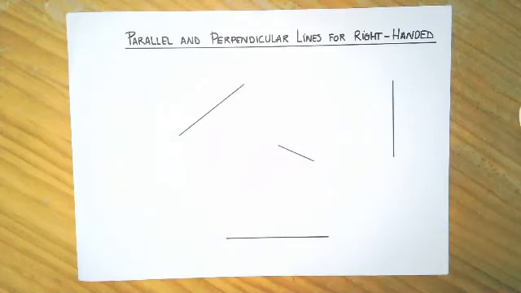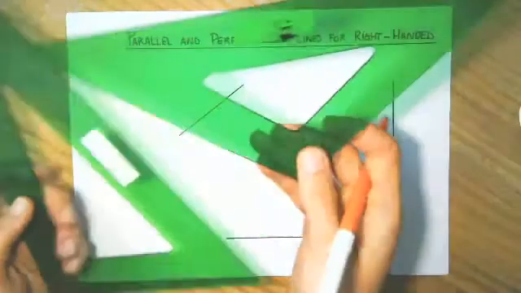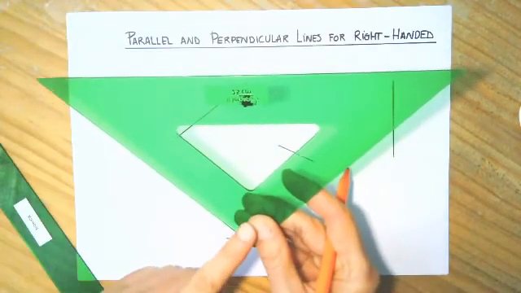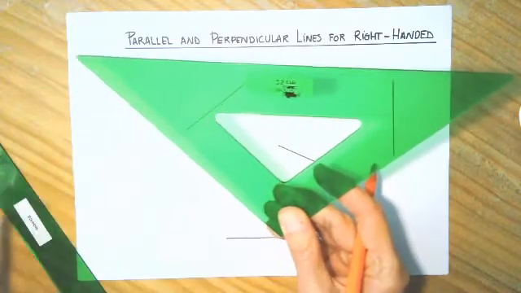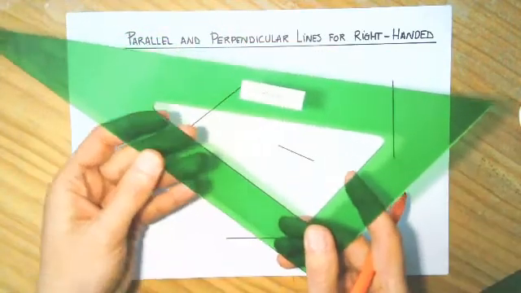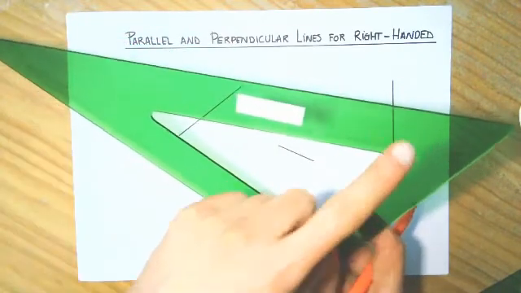To construct parallel and perpendicular lines, you need the triangular set of squares. This is the 45 degrees triangle, an isosceles right angle triangle with two angles of 45 degrees, and this is the 30-60 degrees triangle, a right angle triangle scaling with an angle of 30 and 60 degrees.